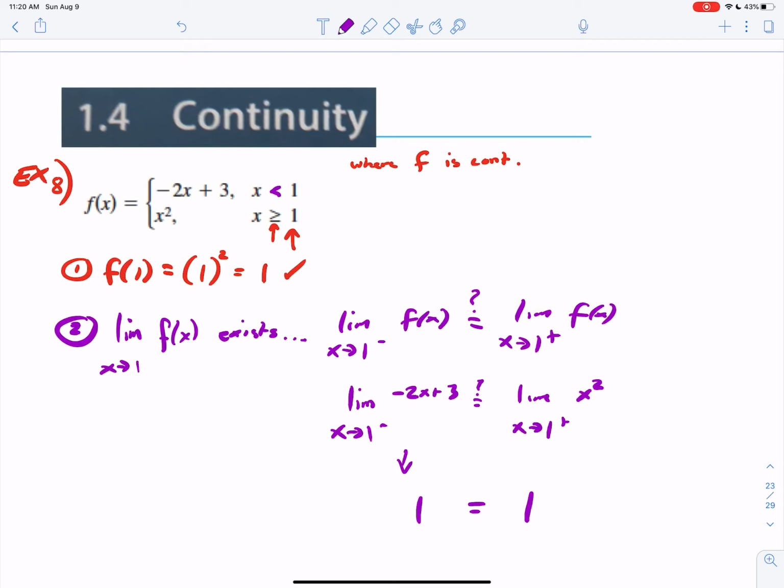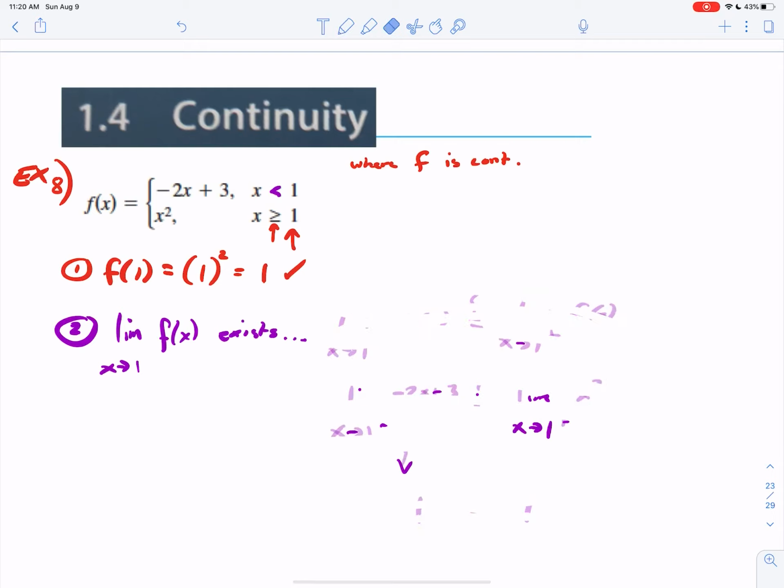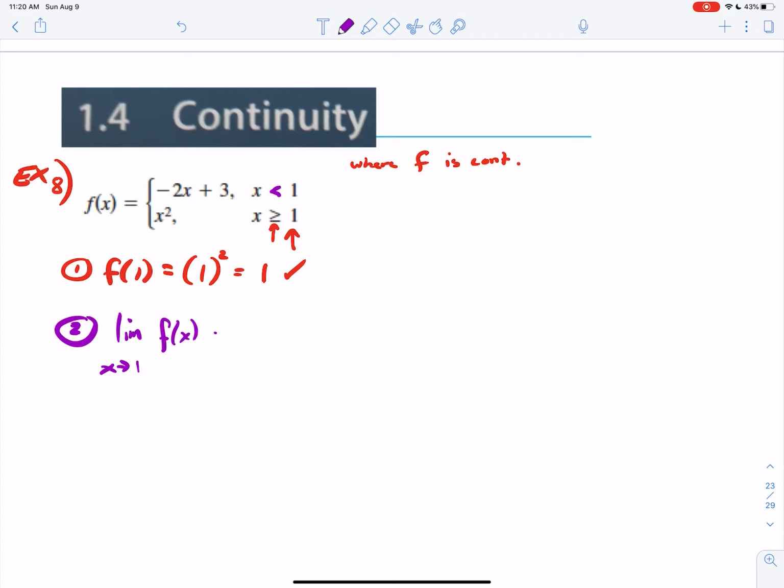Okay? So let me erase this real quick so we have space, but rewind if you need to and replay it. So now we know that the limit equals 1. The last thing is, does the limit equal the defined function? Do they equal each other? They actually do.